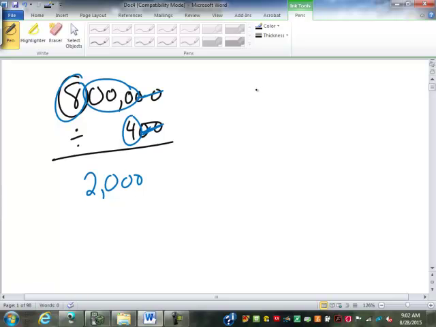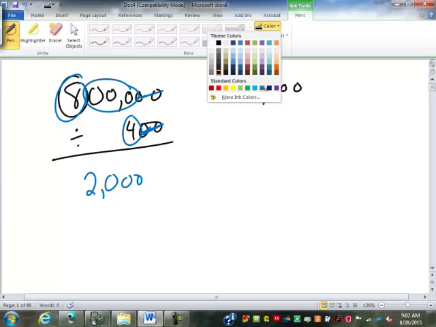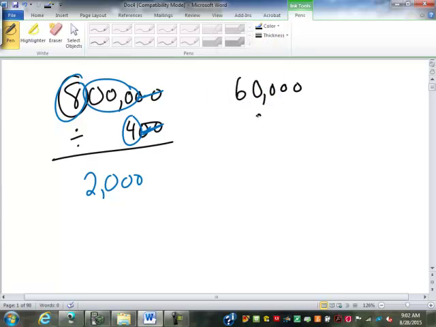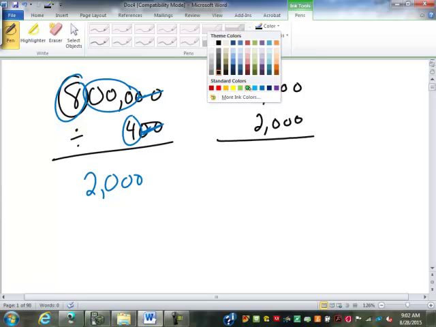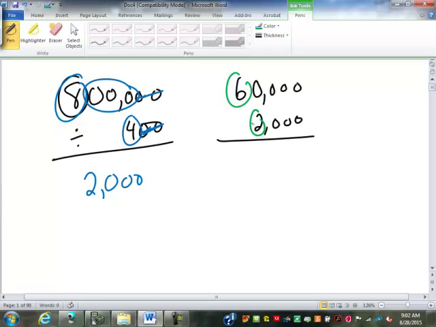If I have 60,000 divided by 2,000. That's 6 divided by 2, which is 3. How many zeros? I got 3 zeros. I'm going to cancel out 3 zeros, leaving me with 1. So I get 30.